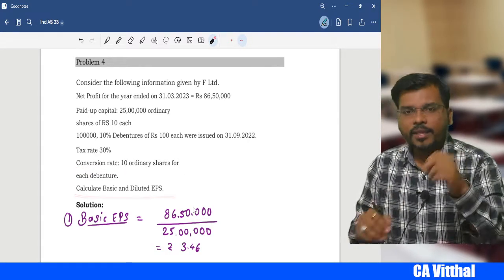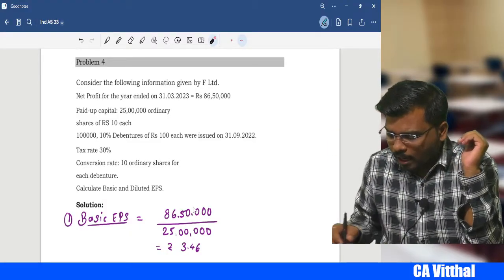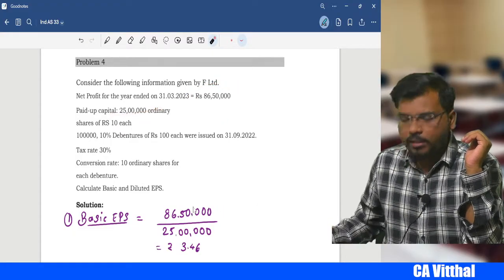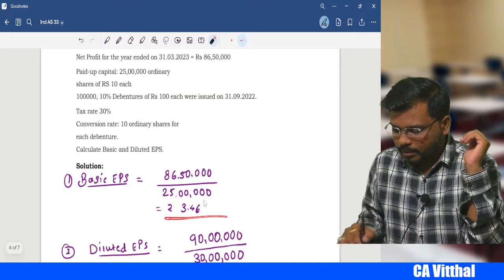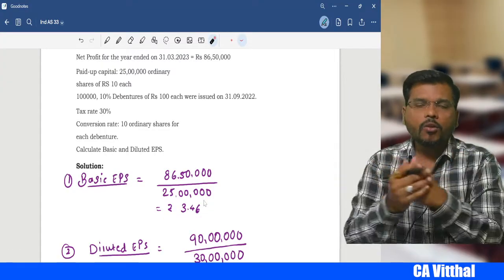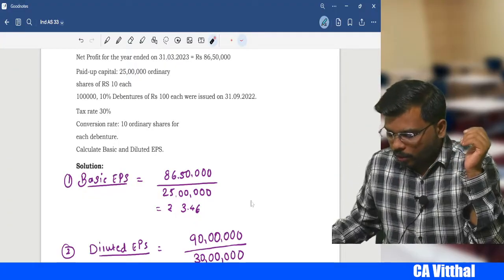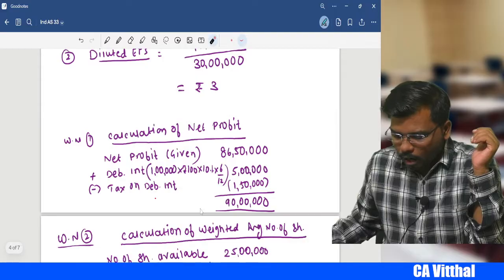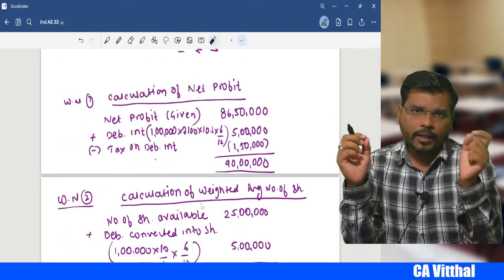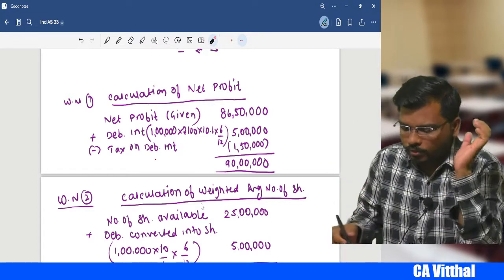Then calculate the basic and diluted. Basic is very simple. How to calculate basic, sir? Net profit 86,50,000 divided by 25 lakhs, we get basic EPS of 3.46. Net profit available to equity shareholders divided by the weighted average number of shares outstanding during the year. Now how to calculate diluted? I told you two things we need to calculate. First, net profit calculation, and number 2, weighted average number of shares calculation. Let's calculate the net profit.